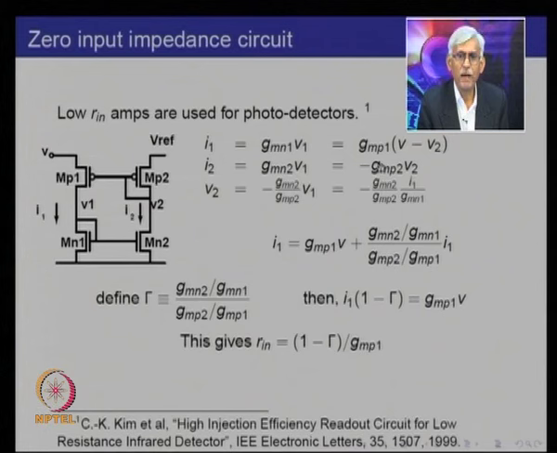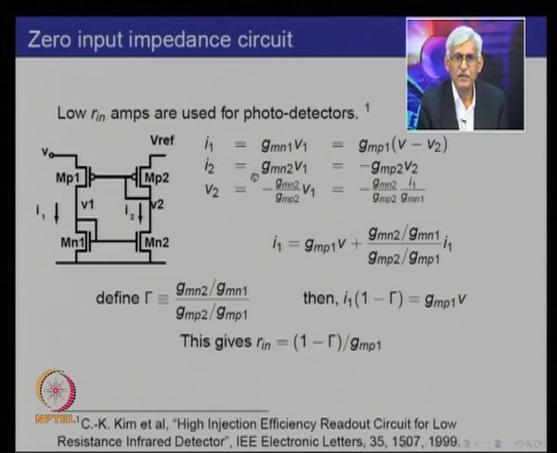And this is equal to minus GMP2 V2, because this is a p-channel transistor. V2 is the fluctuation here. The current fluctuation here will have opposite sign to V2 here. An increasing voltage here, this being a p-channel transistor, will decrease the current through this. Now, because this is a current mirror, these two currents are equal, and we can solve these equations to get eventually the input impedance of this.